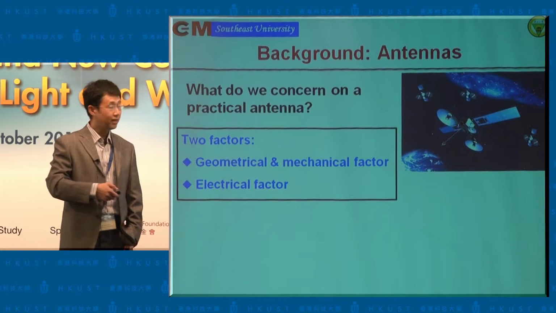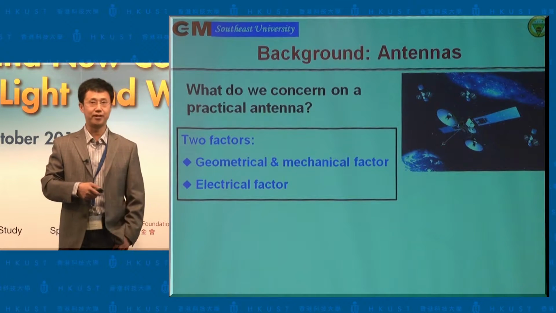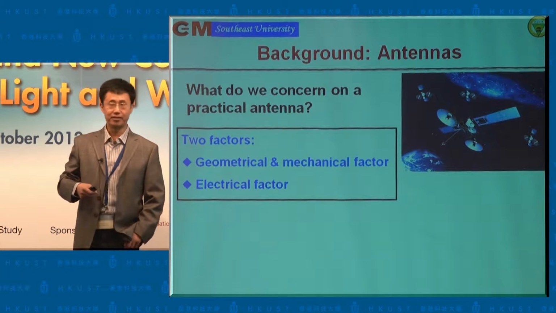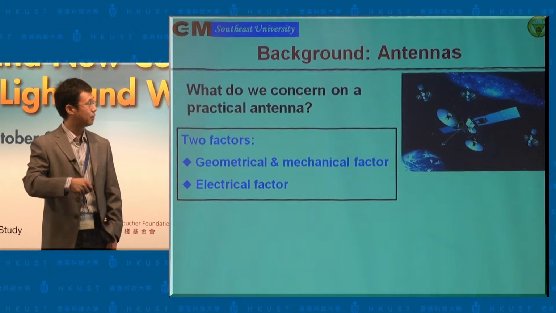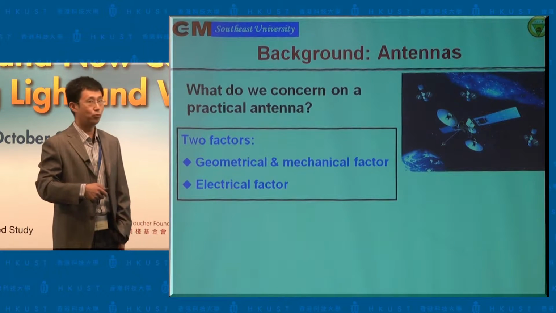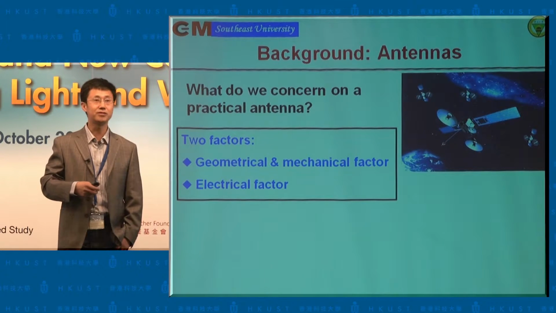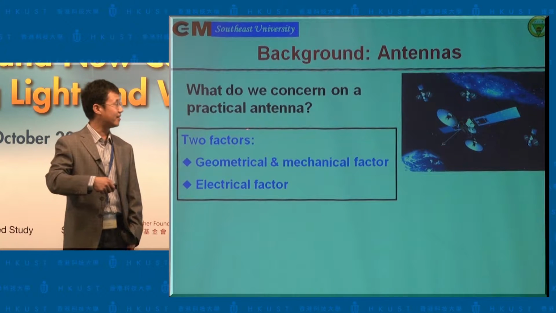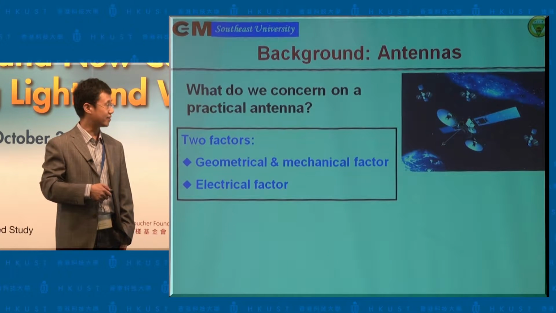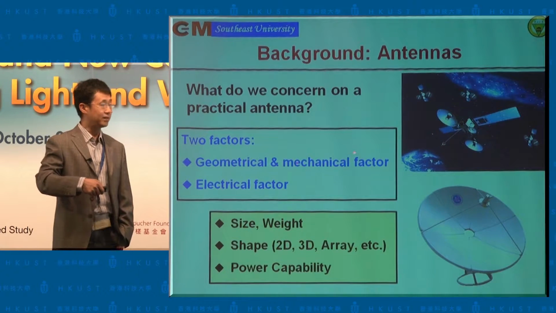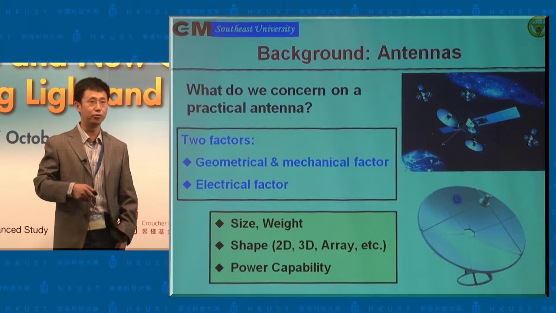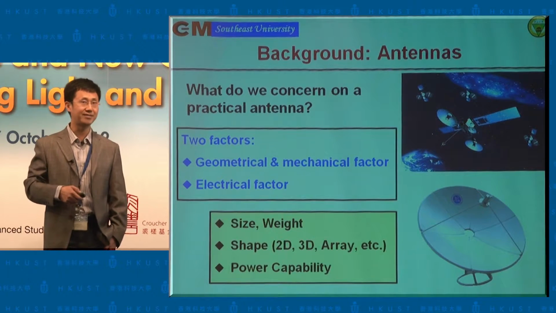conclusion. So for the background, antennas are everywhere, and Professor Yablonovitch gave a review on the basic concept of antenna. For the antenna, we have two constraints to design or use it. The first is the geometrical and mechanical factors, and the second is electrical factors. For the geometric and mechanical factors, we are concerned about the size, weight, and shape of antennas, and sometimes also the power capacity of antennas.